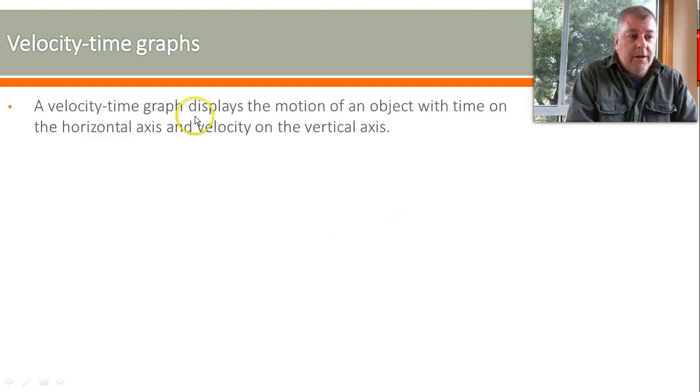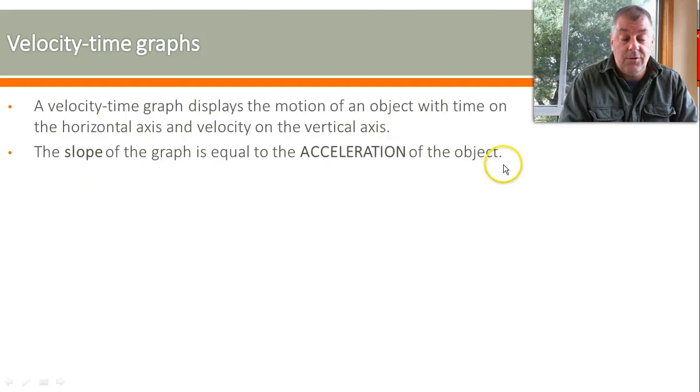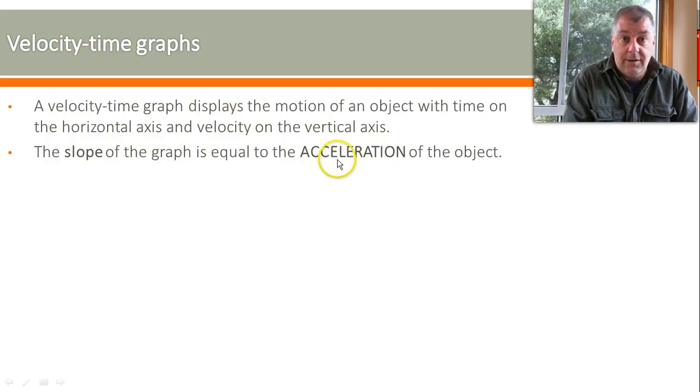A velocity time graph displays the motion of an object with time on the horizontal axis and the velocity on the vertical axis. Very similar to other graphs that we've seen. The important thing that we need to remember here is that the slope on a velocity time graph is the acceleration. And what students get confused about is sometimes a velocity time graph looks just the same as a displacement time graph, and therefore their interpretation gets confused.